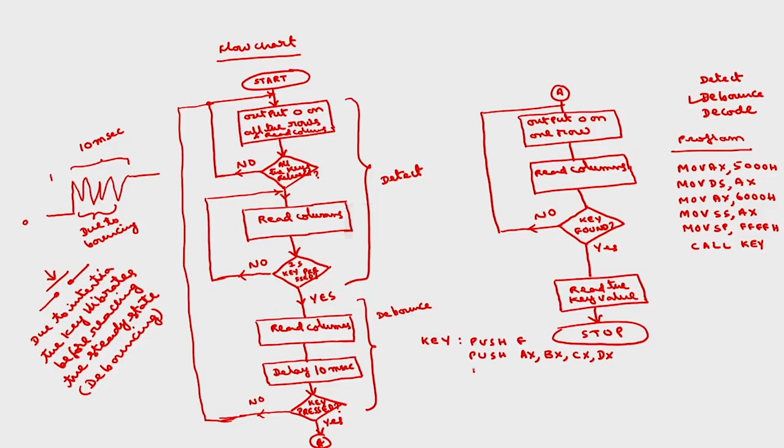So I will take move AL comma 00H, out, rows are connected to port A, so port A address is FCH comma AL. So with this instruction what happens? All the port A pins will have 0 output. In those 4 pins we have connected the rows, 4 rows. So 0 will be outputted on 4 rows.